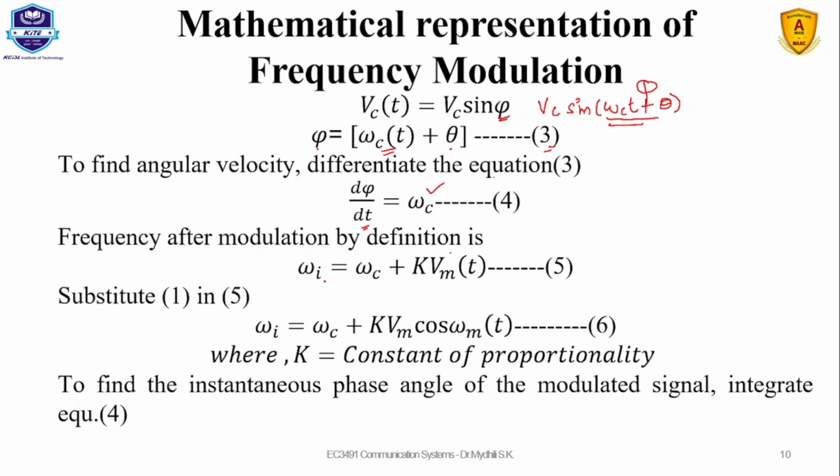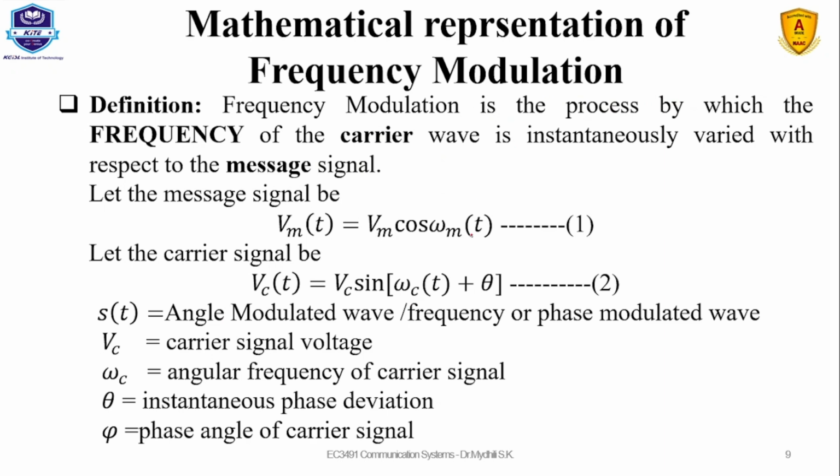So omega i is nothing but omega c with respect to the message signal, k Vm of t. So omega c is the carrier signal, 2 pi fc, and here this is with respect to the message signal Vm of t. Now we know what our message signal is. We have assumed it as Vm cos omega mt. Just substitute that from the previous first equation. So this is our first equation.